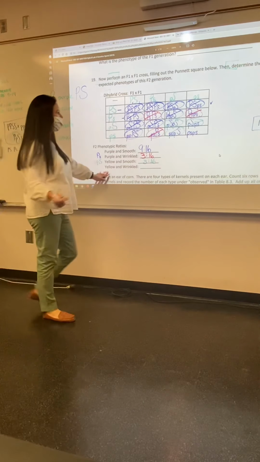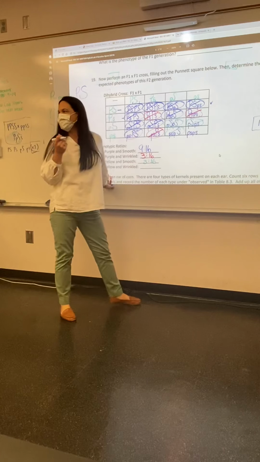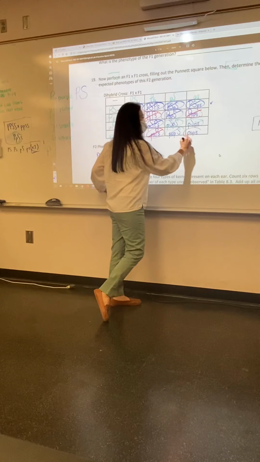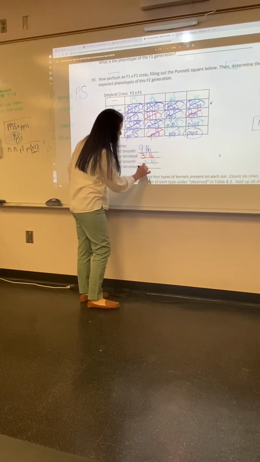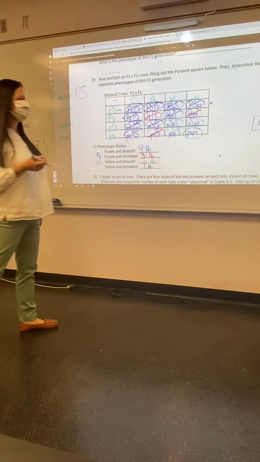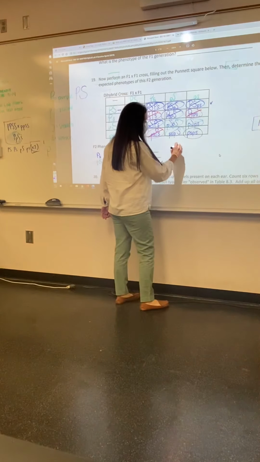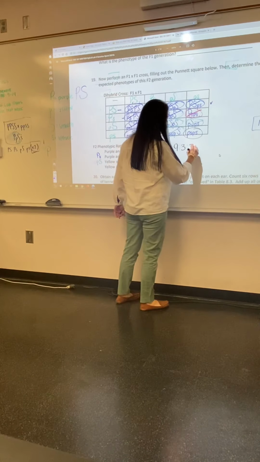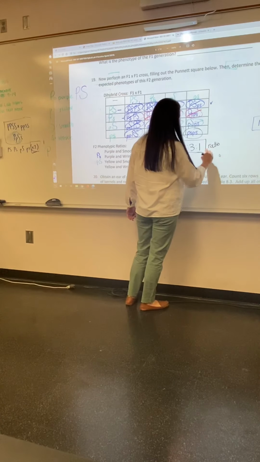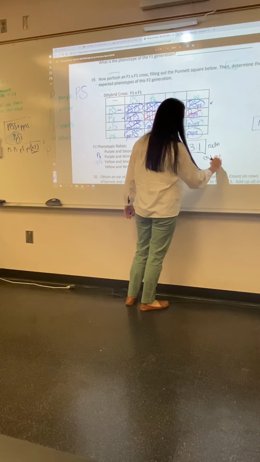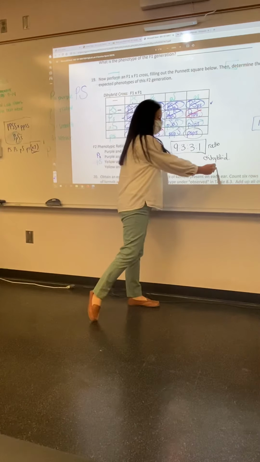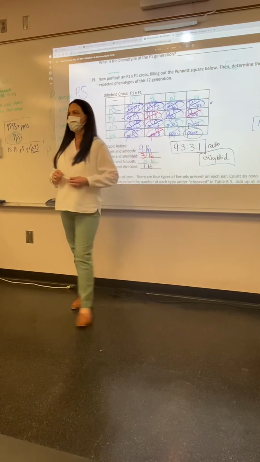How many are going to be yellow and wrinkled? Yellow and wrinkled are both recessive, so we've got a low number of those. So just 1. There's your ratio. Okay? So what you're looking at is a 9, 3, 3, 1 ratio for the dihybrid. And this is when we have 2 characters that we're looking at. It's a dihybrid.